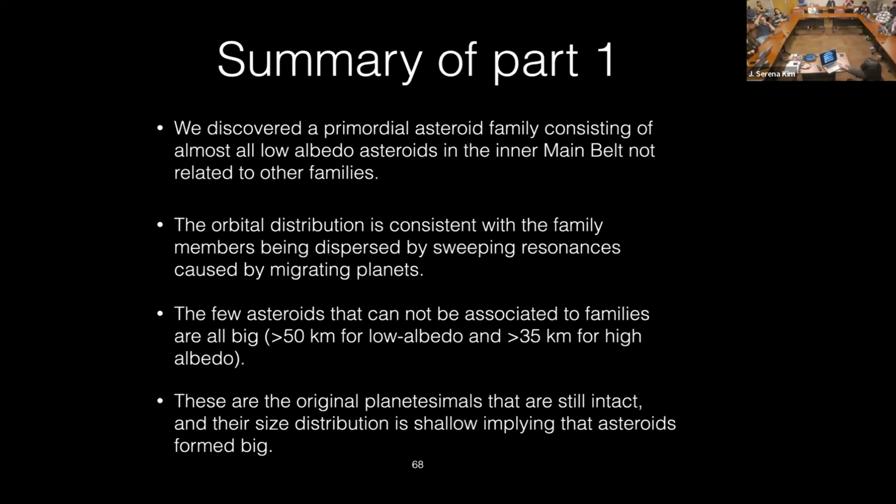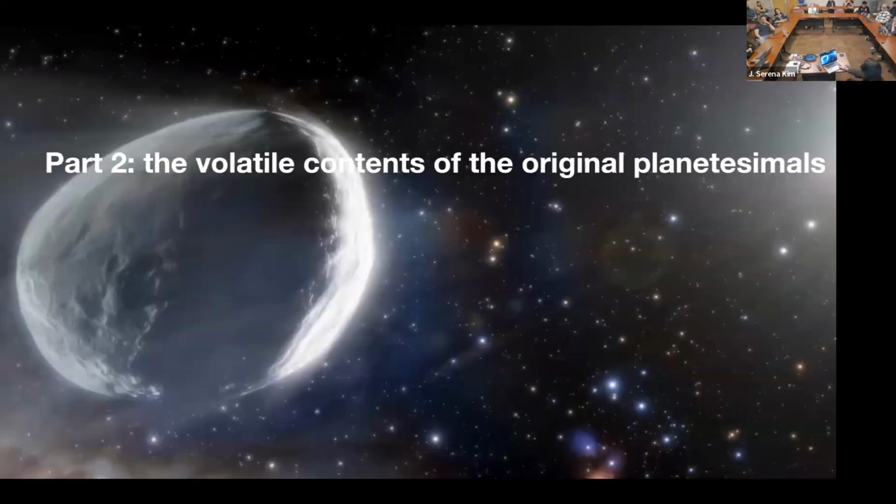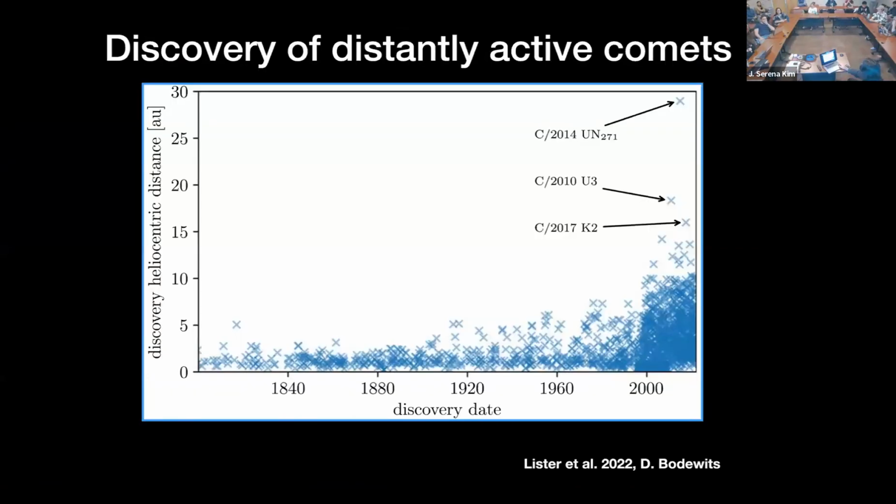If you have notes or questions, take them down, and we'll get to them at the end of part 2. So now I'm going to go to part 2. Part 2 is about the volatile contents of the original planetesimals. Part 1 was about the sizes, but now I'm going to talk about the volatile contents.